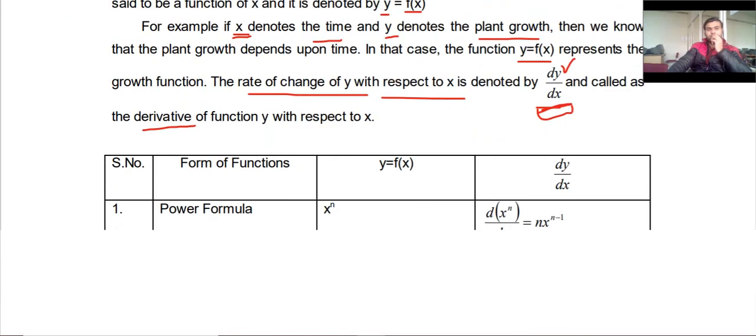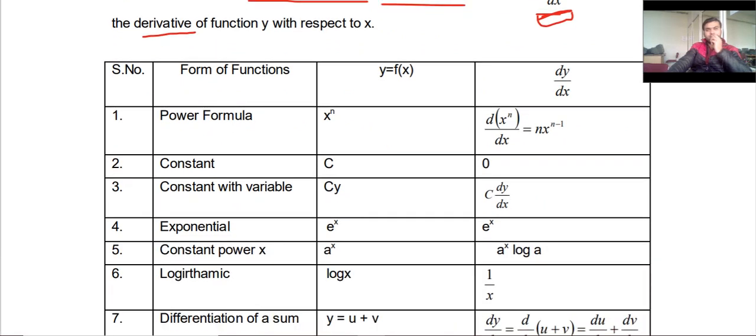There are some important formulas related to differentiation. Suppose we are given y is equal to x to the power n. When we differentiate y, we write dy by dx, or in short y dash. The differentiation of x to the power n is n x to the power n minus 1. This is the formula for the differentiation of x to the power n.